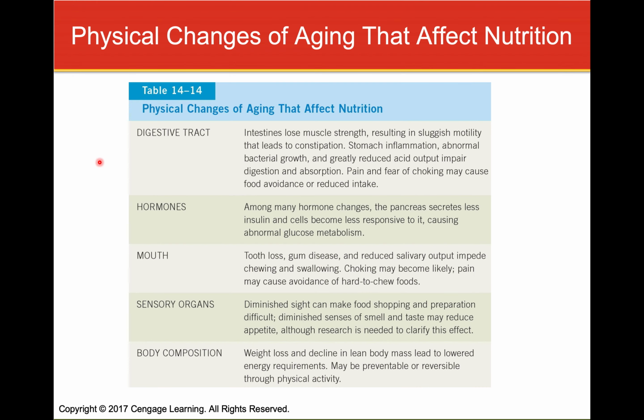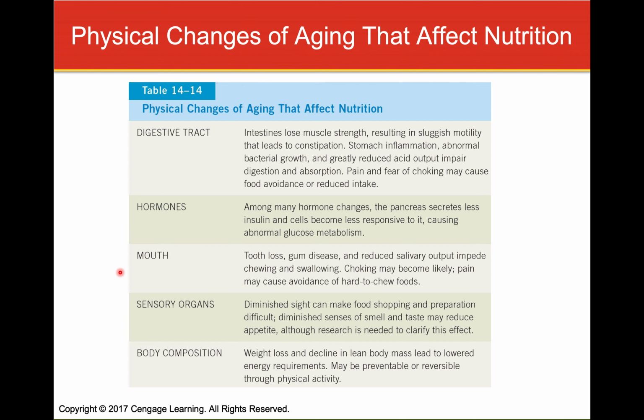Physical changes in the later years that affect nutrition include changes to the digestive tract. So you start losing motility, you start losing absorptive capacity through decreased acid production, and so that becomes an issue. There's overall decline in hormone secretion, so you're more likely to have an exacerbation or worsening of blood sugar control.